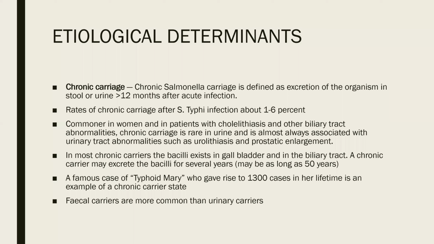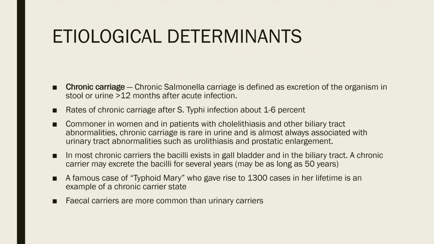It's also known that those who have cholelithiasis or biliary tract abnormalities, or anything that would cause a biliary tract obstruction in any way, will predispose the person to become a chronic carrier. And we'll look at why when we are looking at the pathogenesis. Usually it's rare in urine. It's possible in urine, but it's rare. And when the patient has persistent bacilli in the urine, you have to also look at other urinary tract abnormalities like prostatic enlargement and urolithiasis.